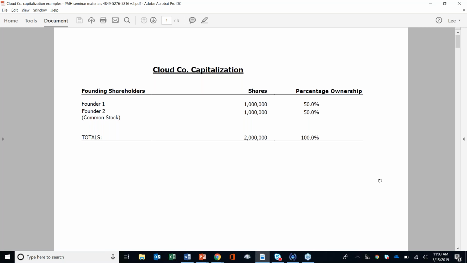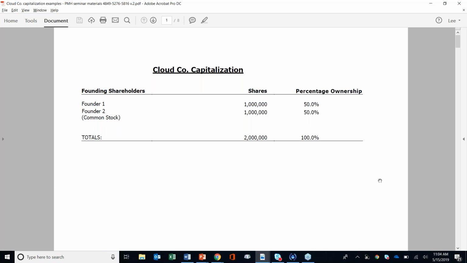So on our first page here, I'm showing the starting point where we have two individuals of CloudCo, each receiving 1 million shares. For purposes of this, we're going to say they didn't put any money in. They contributed their sweat equity and their ideas and their IP, and they each own 50% of the company.